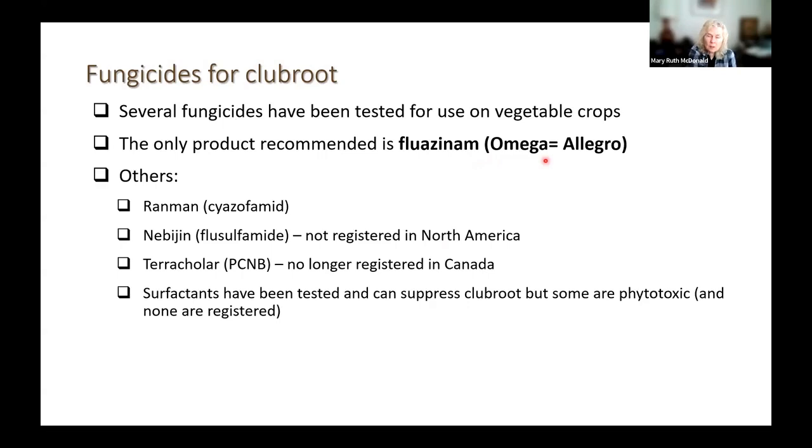So fluazinam, called Omega in the States and Allegro in Canada, is really the go-to product. There are reports in the literature that Nebijin works well, but we can't get it. And Terrachlor, PCNB, has in the past been quite effective. I see it is registered in the States, but it's not an option in Canada. And there has been work on different surfactants. Some of them do suppress clubroot, some damage the plants, and none of them are registered.